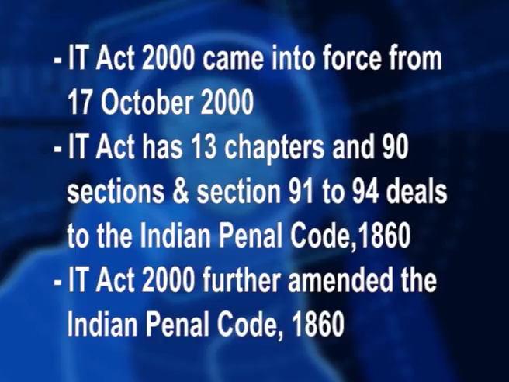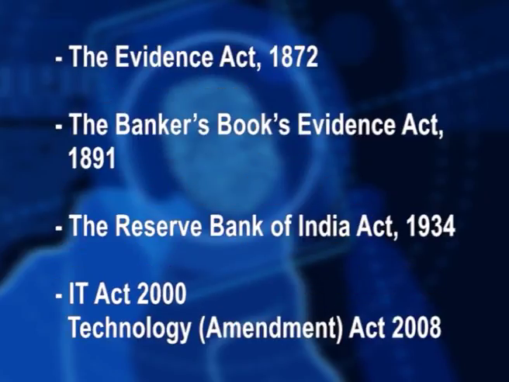IT Act has 13 chapters and 90 sections, and sections 91 to 94 deal with amendments to the Indian Penal Code 1860. IT Act 2000 further amended the Indian Penal Code 1860, the Evidence Act 1872, the Bankers' Books Evidence Act of 1891 and the Reserve Bank of India Act of 1934. Digital evidence is to be collected and proven as per the Indian Evidence Act of 1872 and the Bankers' Books Evidence Act of 1891 for bank records.